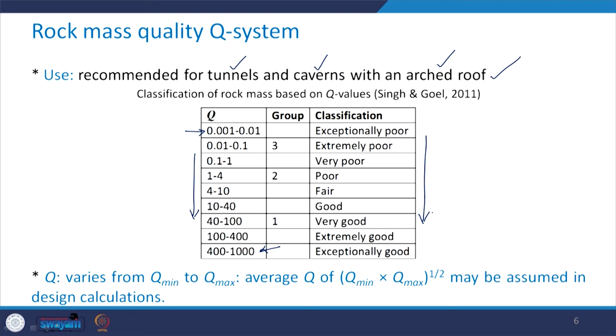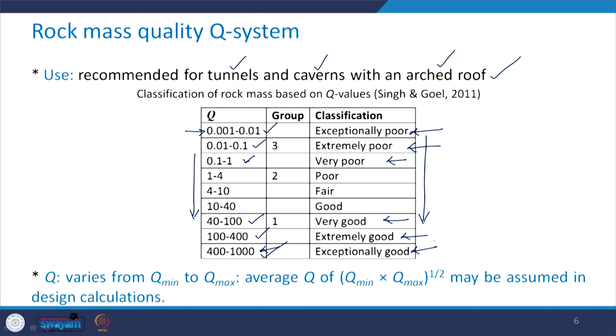So, for Q varying between 0.001 to 0.01, the classification of the rock mass is exceptionally poor. For 0.01 to 0.1, it is extremely poor, 0.1 to 1 very poor, and likewise for 40 to 100 it is very good, 100 to 400 extremely good, and 400 to 1000 it is exceptionally good.